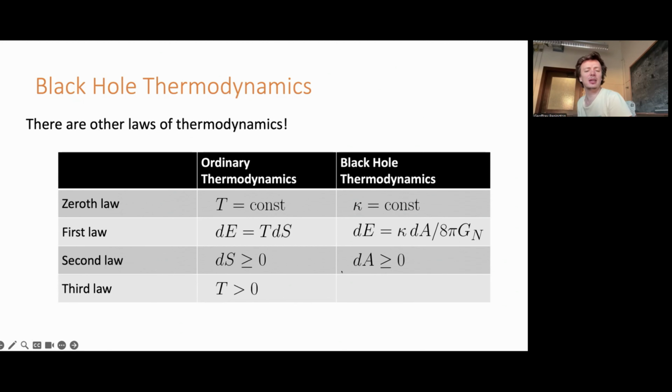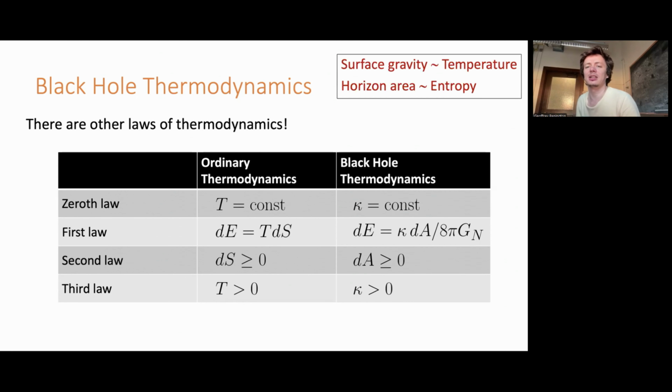Finally, the third law of thermodynamics says that there's no process taking a finite number of steps that ever reaches absolute zero, T equals 0. And similarly, for black hole thermodynamics, you can never get to surface gravity 0, which is called an extremal black hole, in a finite number of steps.